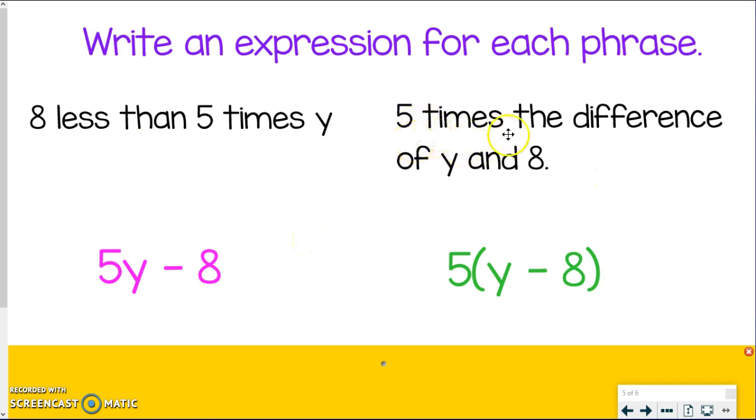Versus this one said 5 times the difference. So I knew I was going to need parentheses because it wasn't just 5 times one thing, it was times multiple things. So I had 5 and then parentheses, and then since it said the difference of y and 8, I could just write that in order, y minus 8 in those parentheses. Okay? So again, if you need to go back and take a look at something, feel free.